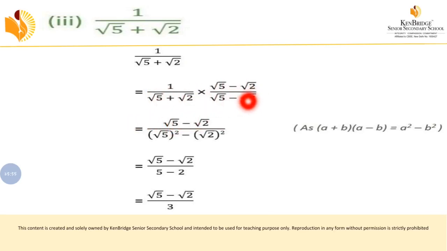And this denominator is looking like a plus b into a minus b. So this can be written as a squared minus b squared, that is root of 5 the whole square minus root 2 the whole square. When you are squaring the root, you will get the whole number. Then when you are subtracting 5 minus 2, you will get the answer 3. This will be the answer.